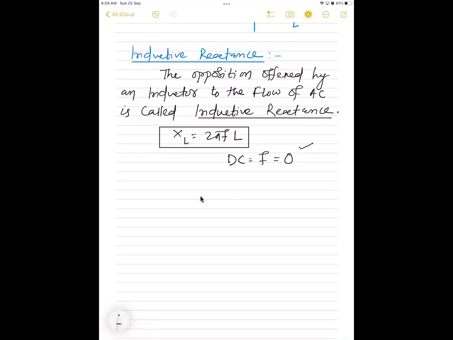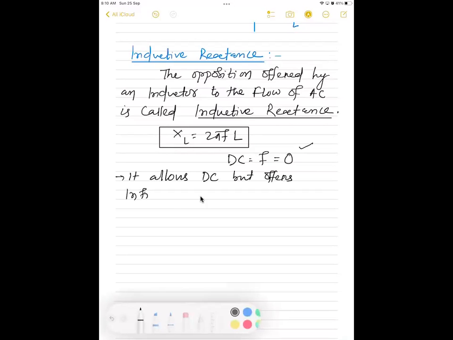तो वी कैन राइट अ सेंटेंस हियर: it allows DC but offers infinite impedance to the flow of AC, right? But offers finite impedance, मतलब कुछ वैल्यू ऑफर करता है, to the flow of AC.